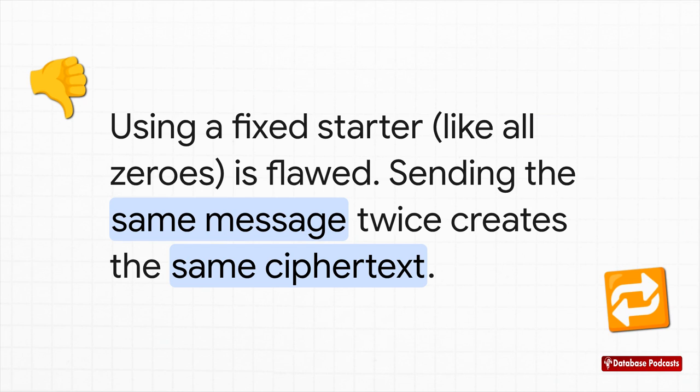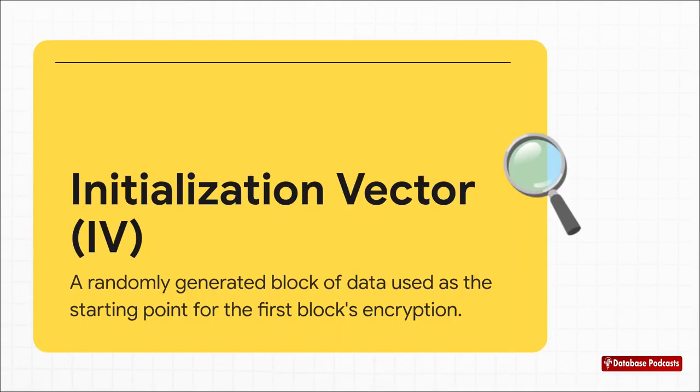If we encrypt the exact same message 2 different times, we'd get the exact same ciphertext both times. An attacker would see that and know we're sending the same message over and over. We've just moved the repetition problem to a higher level. No, the proper solution is to start with something unique and unpredictable every single time.